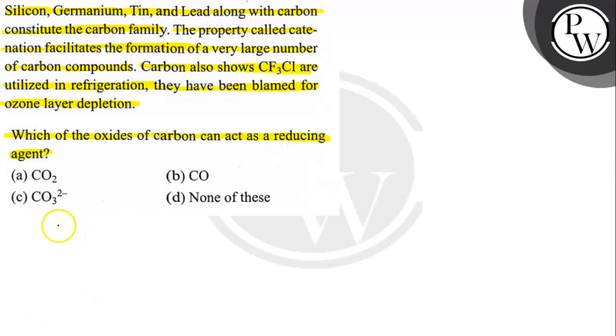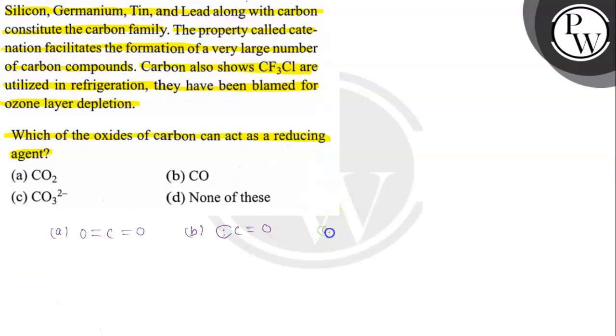First, that is CO2. If we draw the structure of CO2, it is O double bond C double bond O. Here all four electrons of carbon are bonded with oxygen, so there are no lone pairs of electrons. Now option B. Option B is CO, C double bond O, and here carbon has a lone pair of electrons.